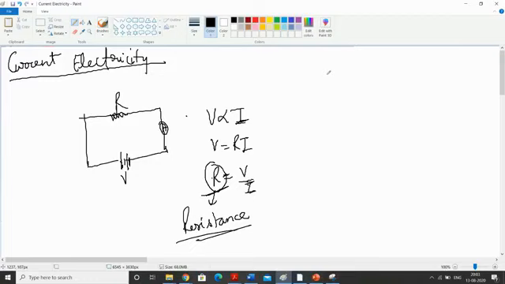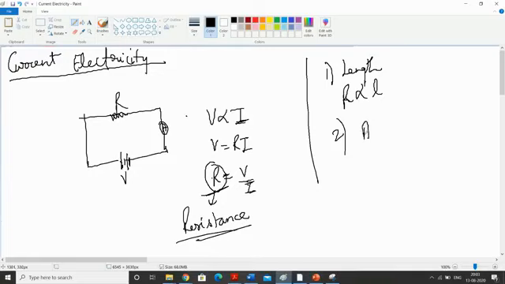The factors on which resistance depends are, first, length. So resistance is directly proportional to length. If you increase the length of the wire, the resistance of the wire or the conductor increases. So it's directly proportional. Second is area, most importantly, cross-sectional area.